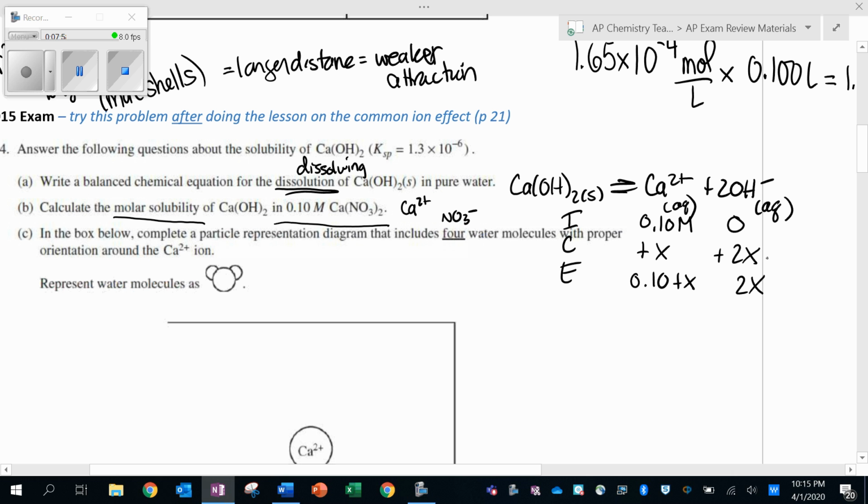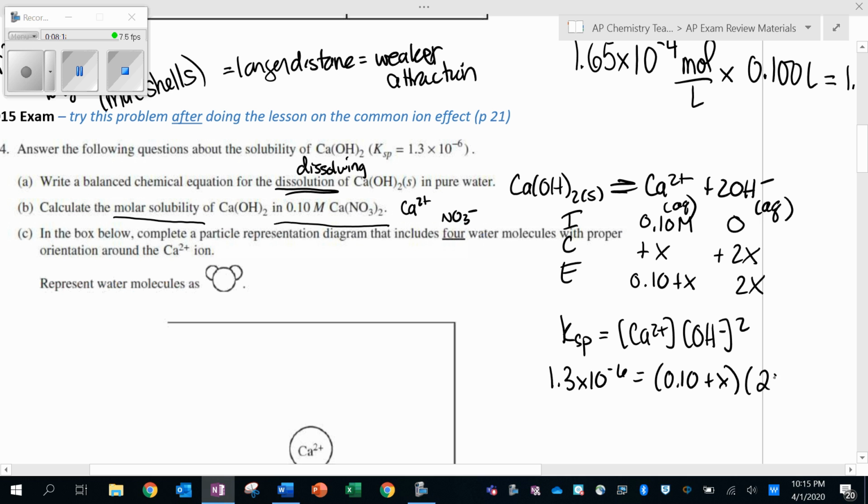You go and you write out your K expression, which is going to look like this. So we got calcium times hydroxide squared. Then you plug in your values. So 1.3 times 10 to the negative 6. Your calcium ion concentration is 0.1 plus x. Your hydroxide is 2x, and you're going to square that.